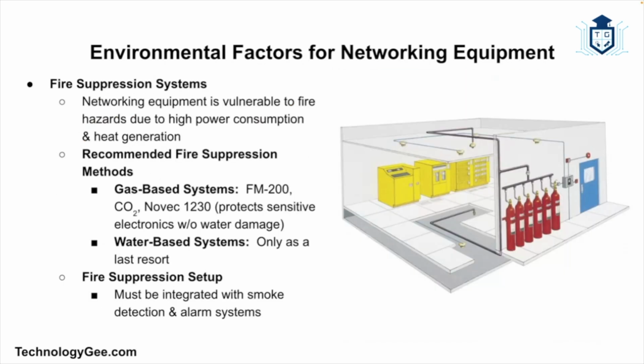Next, we have fire suppression systems. Networking equipment is vulnerable to fire hazards due to high power consumption and heat generation. Gas-based suppression systems like FM200, CO2, or Novec 1230 can prevent damage to sensitive electronics. Water-based systems should only be used as a last resort. Fire suppression should be integrated with smoke detection and alarm systems.